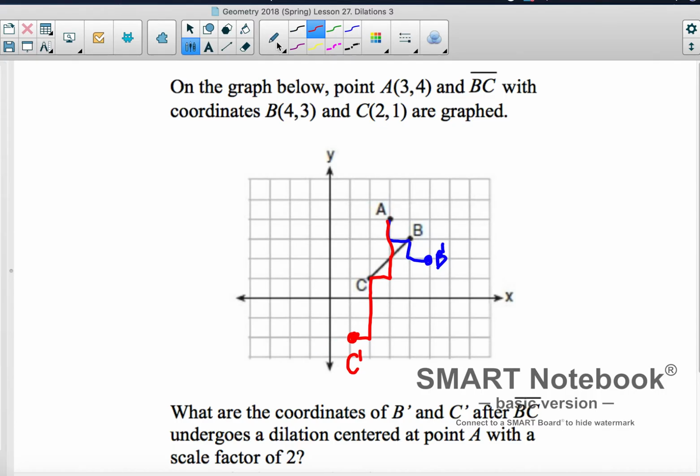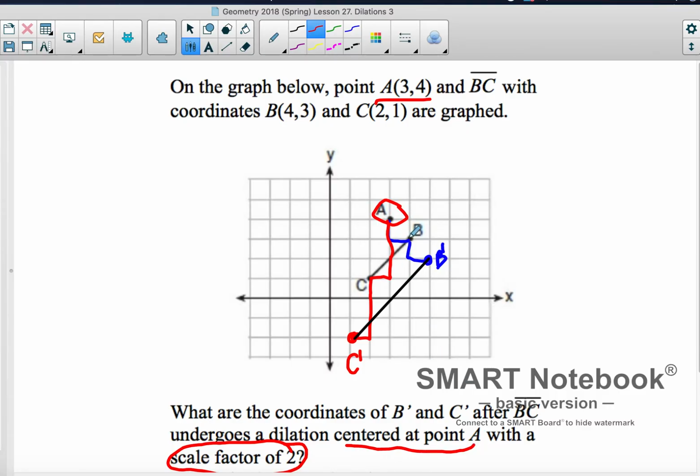And then we're just going to connect these points, rather, from A to B. And that's our new line, C prime, B prime. Okay, and that is the dilation with a scale factor of 2. Okay, so all you had to do was find out how far these points were from the center, right? The center of dilation, right? Centered at A. So this is our center of dilation.